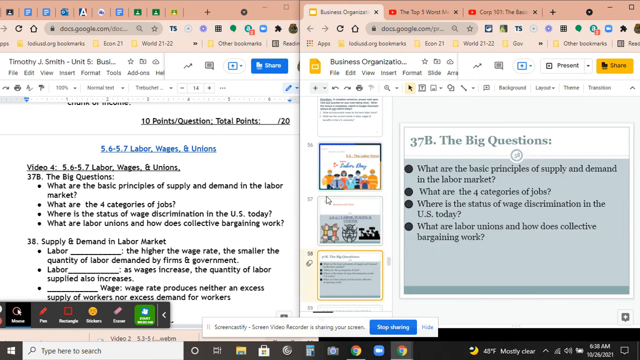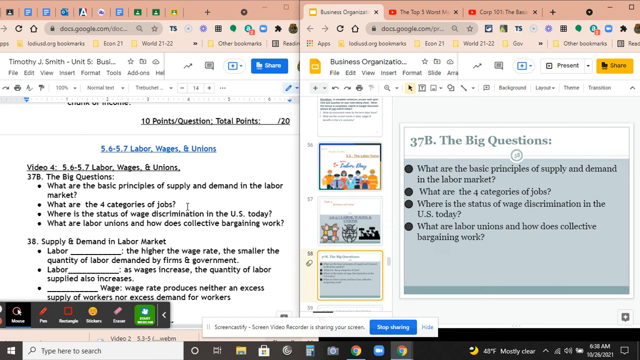All right. What are the basic principles of supply and demand in the labor market? The supply and demand issues are going to be pretty similar to how goods and services work in the marketplace, but not exactly, because now you're talking about people instead of things. So, what are the four categories of jobs? Where's the status of wage discrimination in the U.S. today? I don't know if it's exactly today, but it's pretty close. It's not as fair as it should be, I would say, is the gist of it.